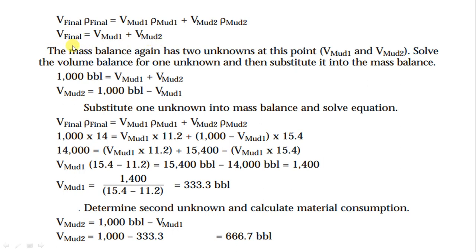V final that you need is 1,000 barrels, which equals the volume of the first mud, which I don't know, plus the volume of mud 2, which I also don't know. So, for example, V2 equals 1,000 minus V1, and we will make a substitution from equation number 2 into equation number 1.